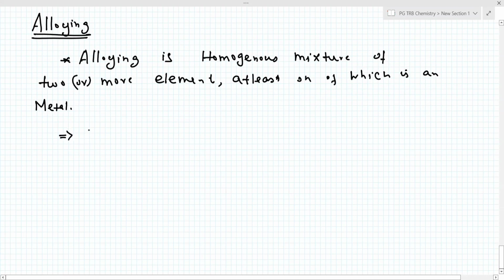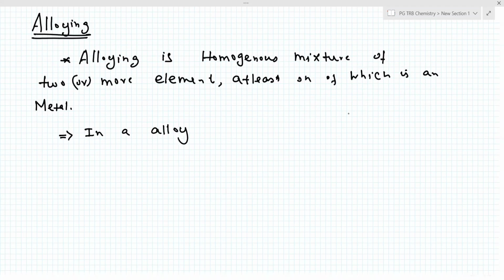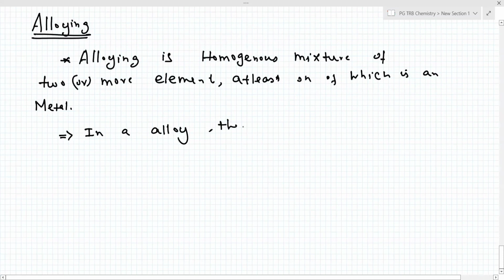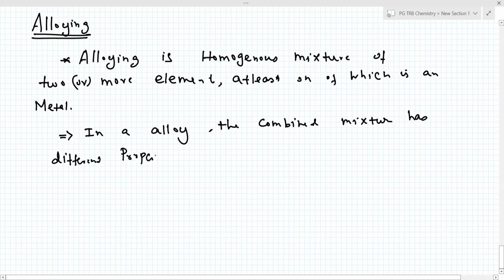Very important. The second point is, in an alloy, the combined mixture has different properties from those of its components. Regard the point. An alloy is different from doping, which is an external addition.